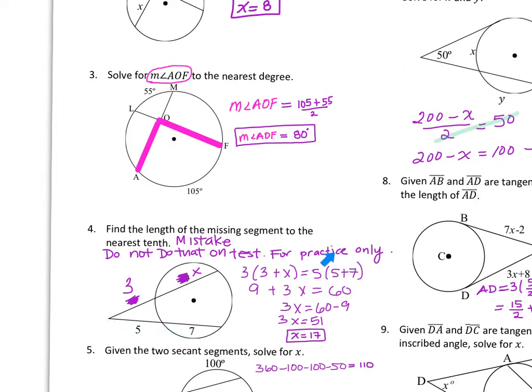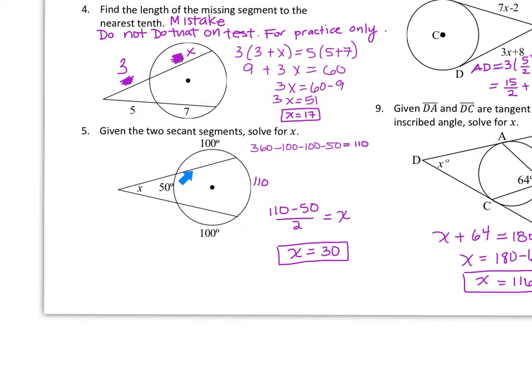And this entire side, the way I do it is 5 plus 7 is 12. 12 times 5 is 60. 3 times 3 is 9, and 3 times x is 3x. Move the 9 to the other side, over here, it becomes a negative. 60 minus 9 is 51. If you divide by 3 on both sides, x is equal to 17.